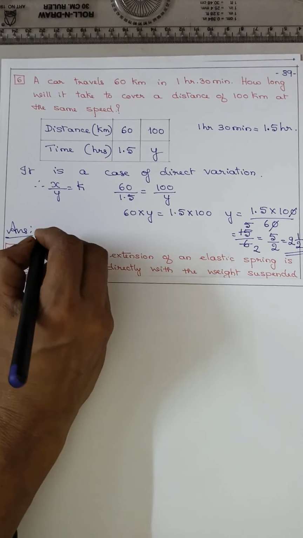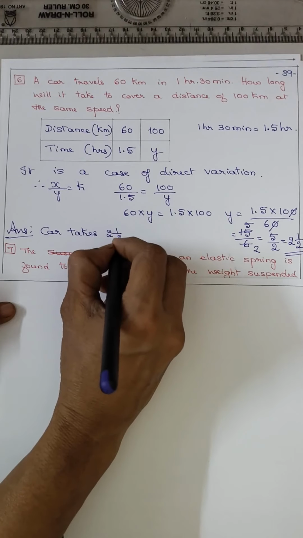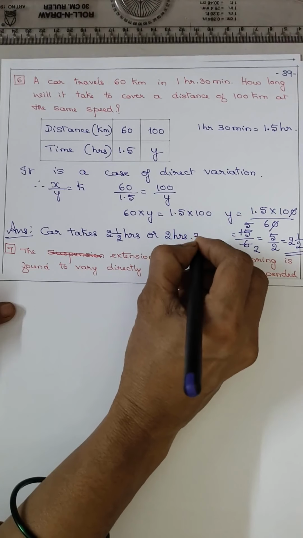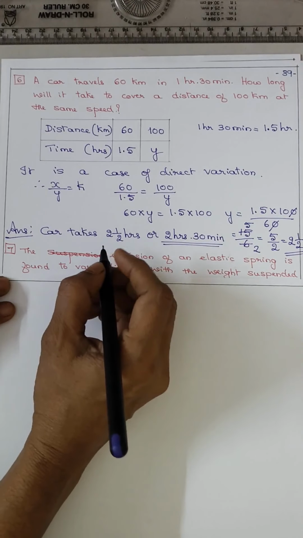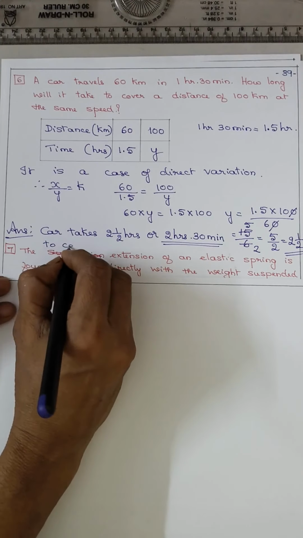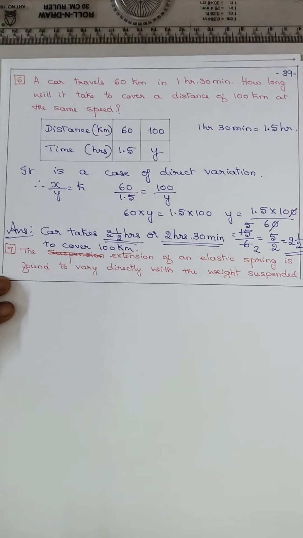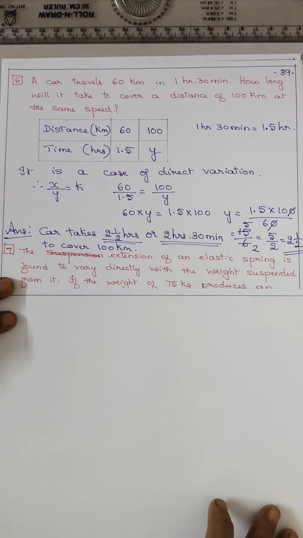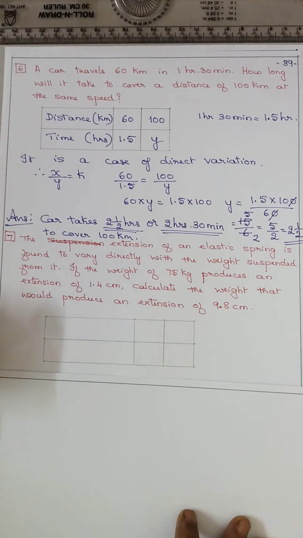So answer, the car takes 2.5 hours or 2 hours 30 minutes to cover 100 kilometers. So either you can write 2.5 hours or 2 hours 30 minutes according to this. Is it okay? Now coming to the 7th sum, the extension of an elastic spring.